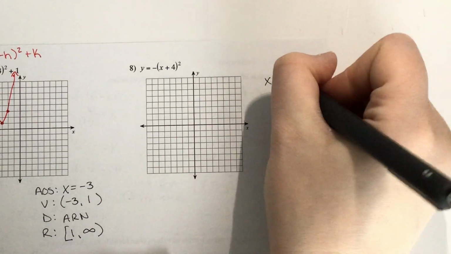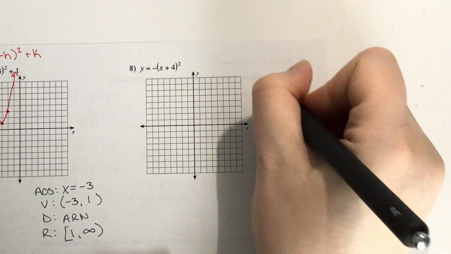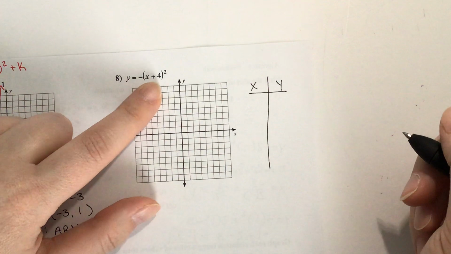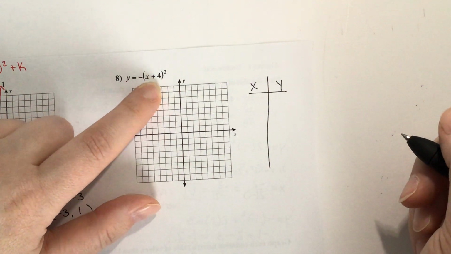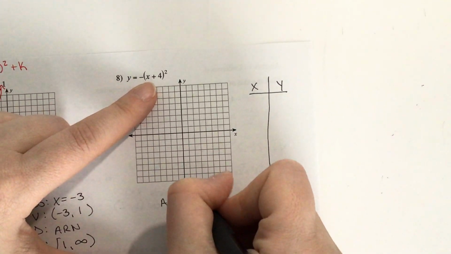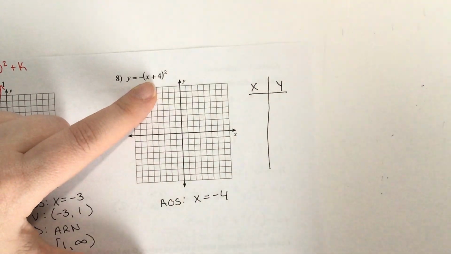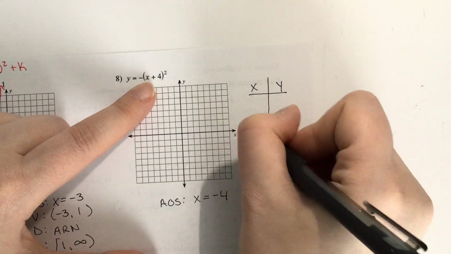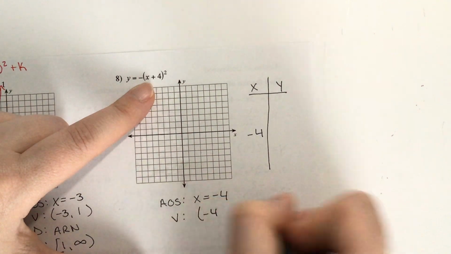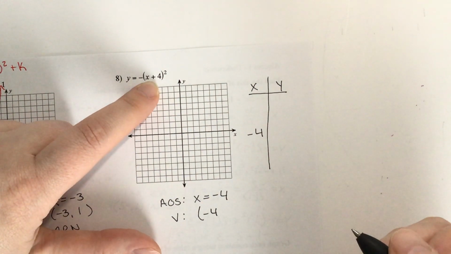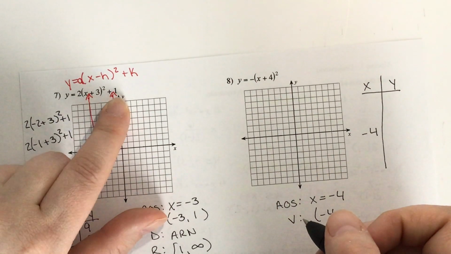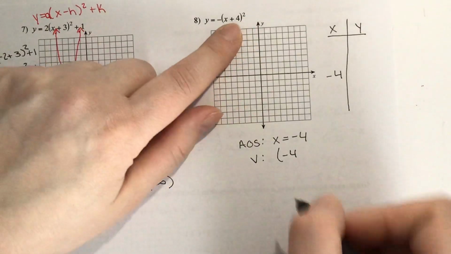All right, x, y table. Okay. So axis of symmetry is just whatever h is. Remember, it should be x minus h. This is a plus 4, so we have to change the sign around. Axis of symmetry, x equals negative 4. Okay, that is my first point of the vertex. I'll put that in the table. Vertex, negative 4. And then k is the y coordinate in your vertex. There's no k here. There's no plus anything at the end. Remember how there was a plus 1 here? That would be k. No k, so 0.